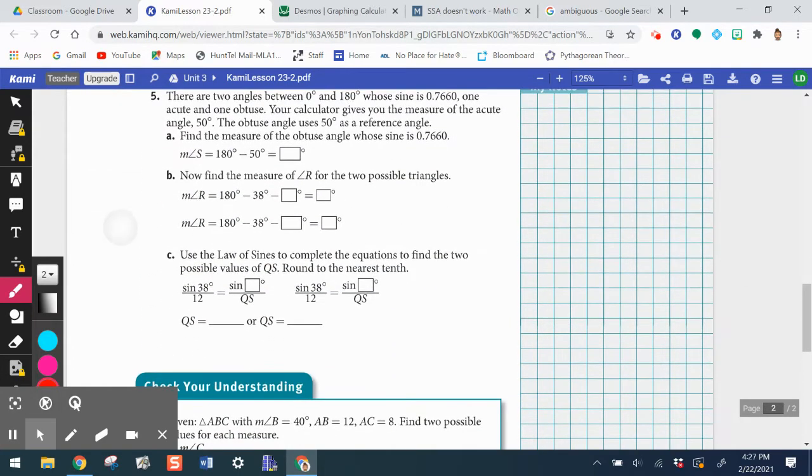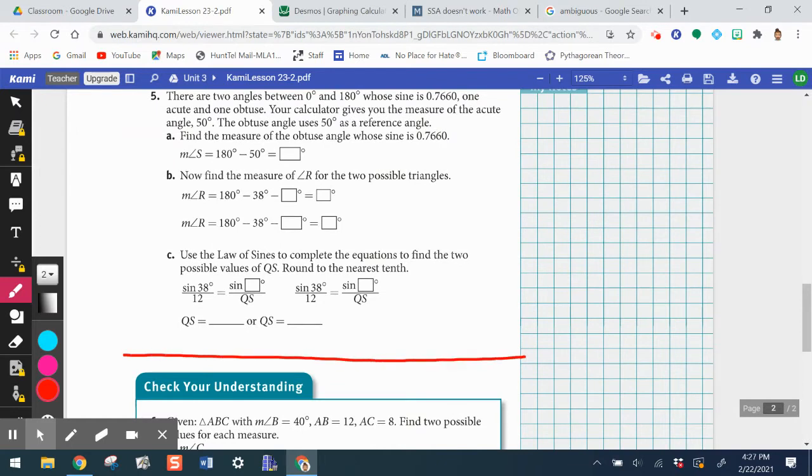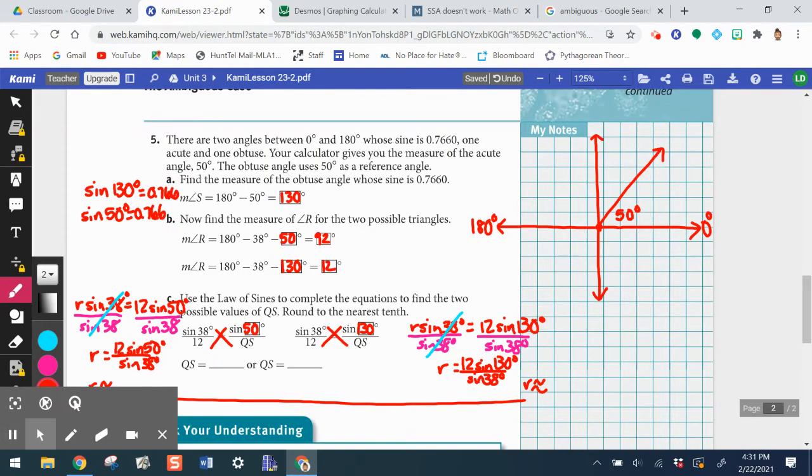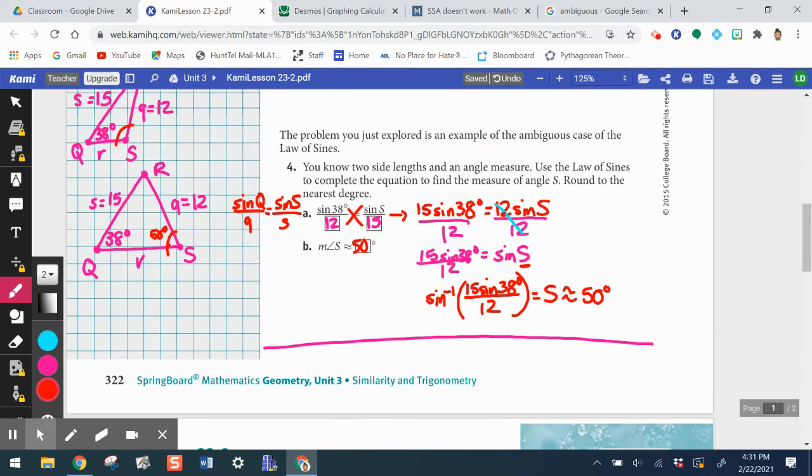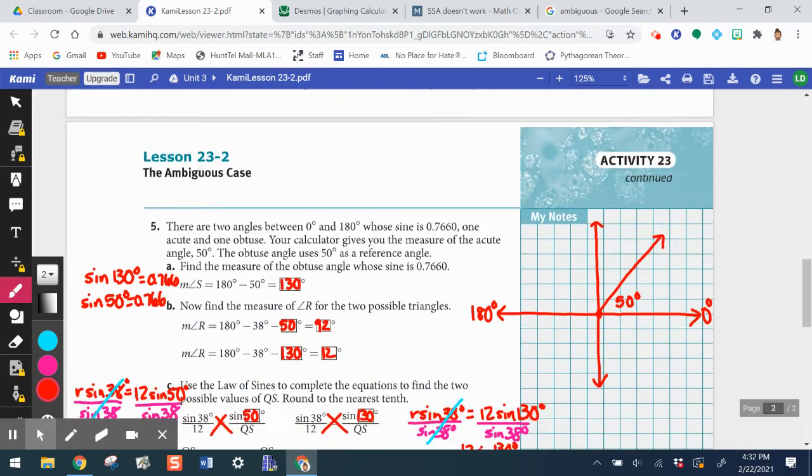So we're actually going to chunk item 5 with itself. There's a couple parts to it. So pause the video, try to digest it, read it, see what it's telling us, and try to complete items A through C before playing through. So we know there are two possibilities for angle S. We just found one could be 50 degrees, and so we're going to explore what the other possibility for angle S is. And that's what this text is telling us.